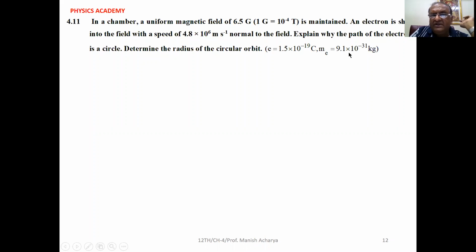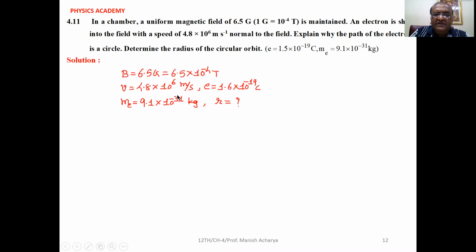Mass of electron that is 9.1 into 10 raised to minus 31 kilogram. Now see here, the magnetic field that is 6.5 Gauss, that is 6.5 into 10 raised to minus 4 Tesla. Speed that is 4.8 into 10 raised to 6 meter per second. Charge E that is 1.6 into 10 raised to minus 19 coulomb.